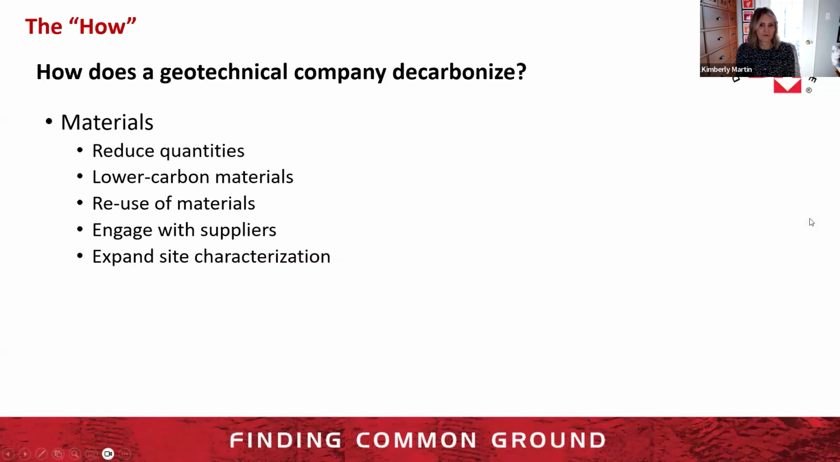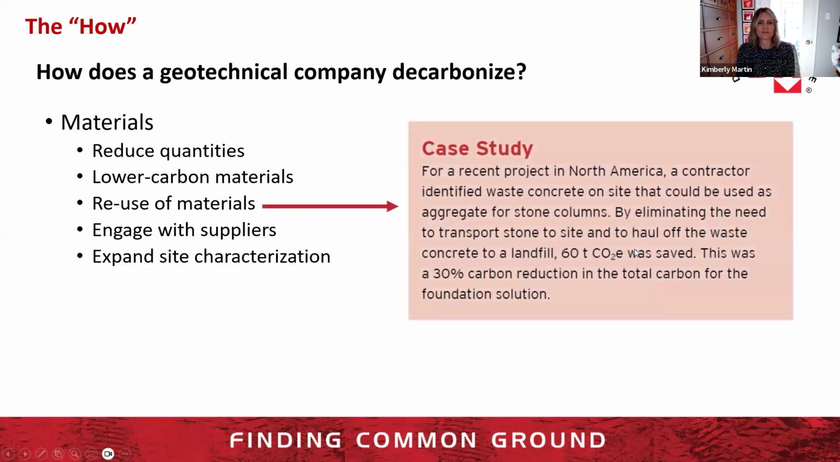Materials are always fun to consider. We can reduce quantities, which could be through design, but also through looking at waste on site, use lower carbon materials. We can reuse materials. We can engage with suppliers to see what low carbon materials they may have available. And we can consider expanding site characterization to help us understand material compatibility and optimization. An example of material reuse is the case in North America, where the contractor identified waste concrete from demolition on site and was able to use that in an aggregate pier that saved 60 tons of carbon by eliminating transportation of waste off-site and new aggregate transportation onto site, which resulted in a 30% reduction in carbon, and I have to imagine cost savings as well.